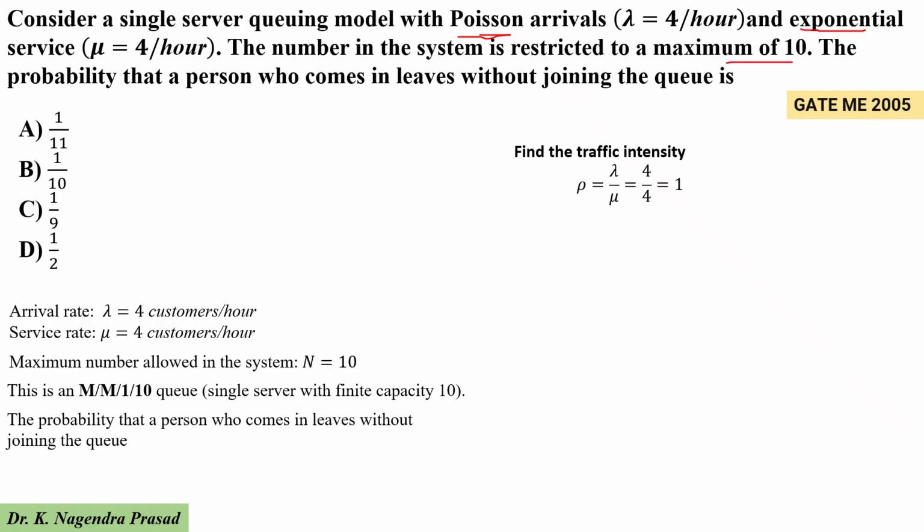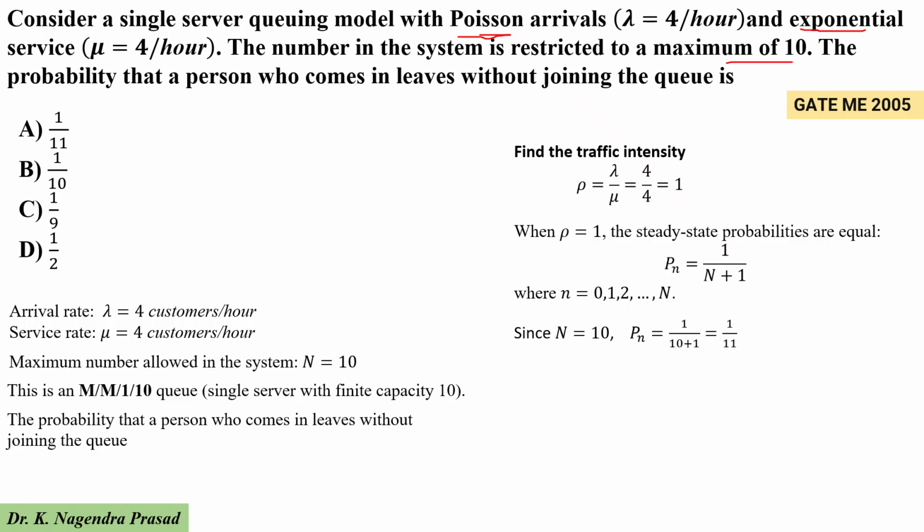First we have to determine the traffic intensity, rho equal to lambda by mu, which is equal to 1. When rho equals 1, the steady state probabilities Pn are equal to 1 divided by capital N plus 1, where small n is 0, 1, 2, 3 up to capital N. And here capital N is 10, so Pn equals 1 by 11.